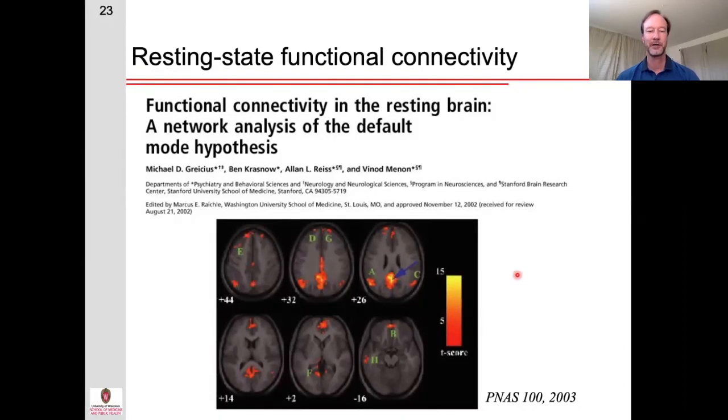In addition, Marcus Raichle, who's a very prominent scientist, member of the National Academy of Sciences, was going around at that time and really promoting the idea of looking at the resting state, that there's a lot more there that is yet unstudied.